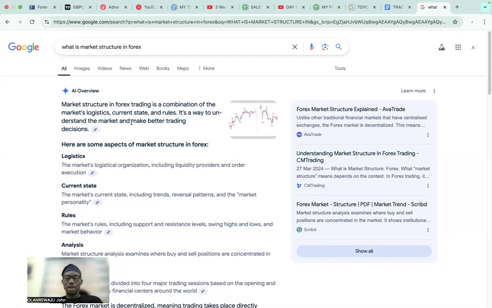As a result of that understanding, people can now say that Bitcoin should buy, or GBP USD should sell, or Apple stock will buy. Do you get the idea? So market structure is what you get to understand and know, because that's the nature, that's the characteristics of the market.